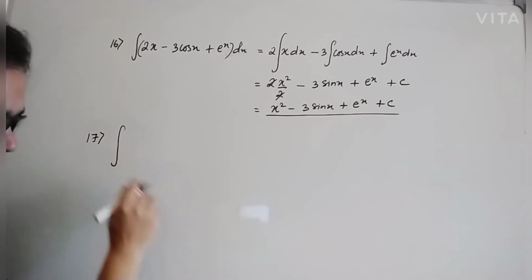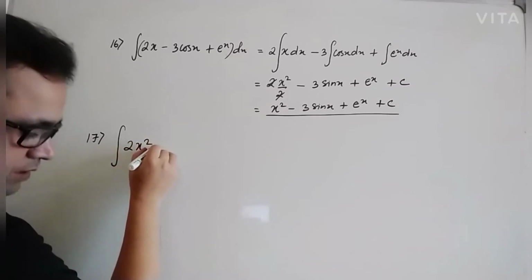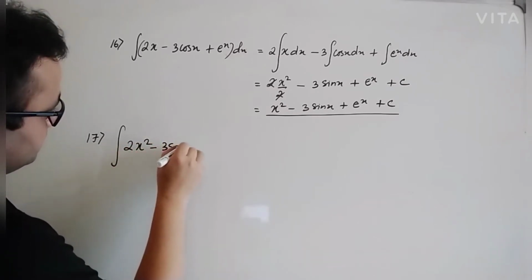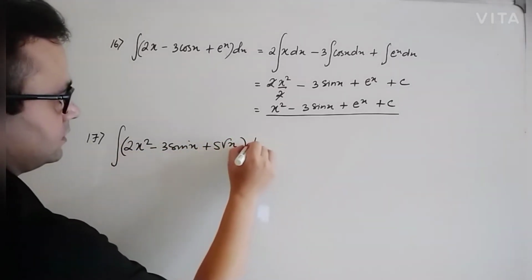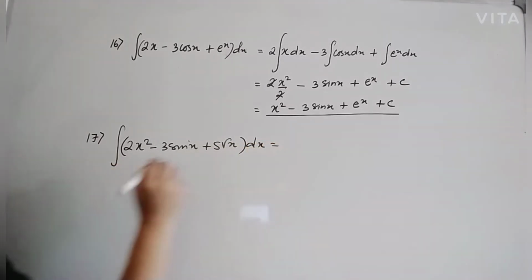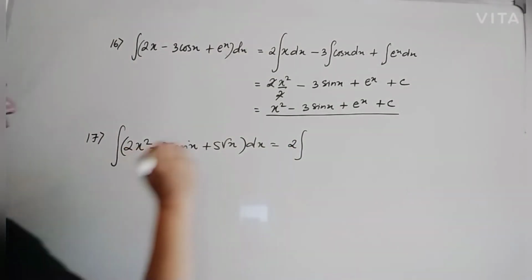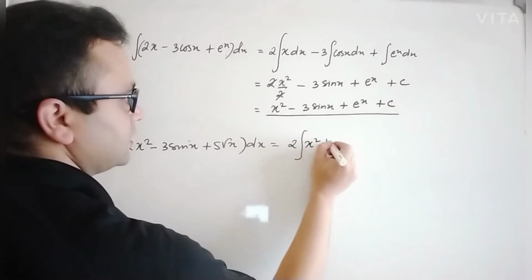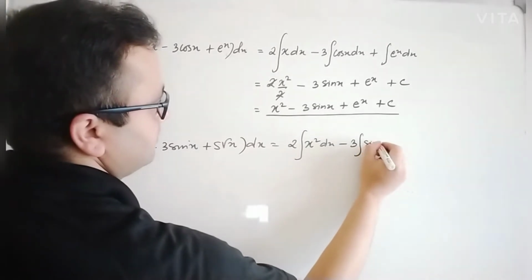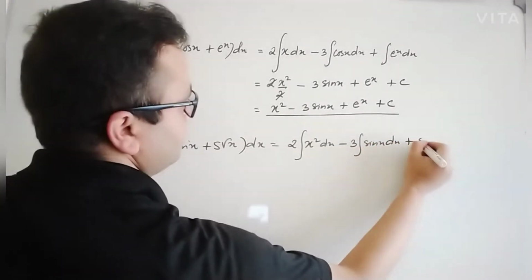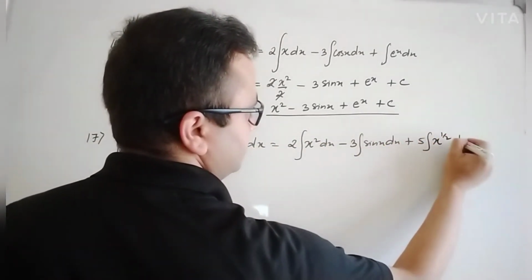Question number 17 is the integration of (2x square minus 3 sin x plus 5 root x) dx. Now first separate this. We will take 2 outside: x square dx, minus 3 taken outside, sin x dx, plus 5 taken outside, and root x can be written as x to the power half dx.